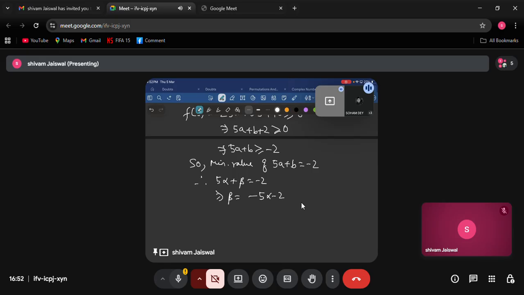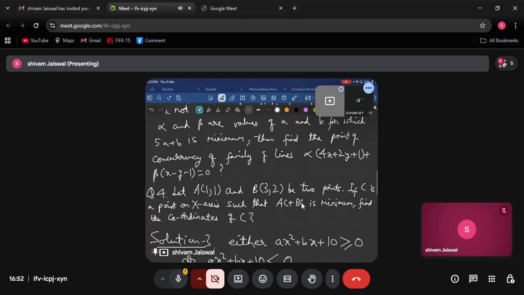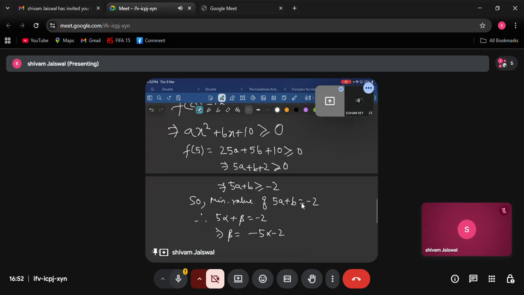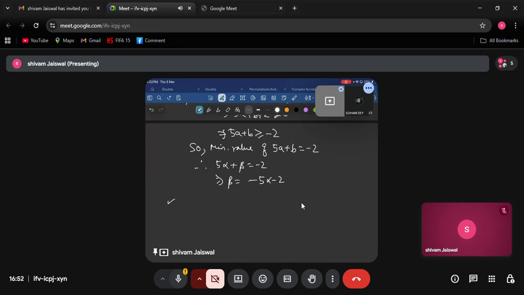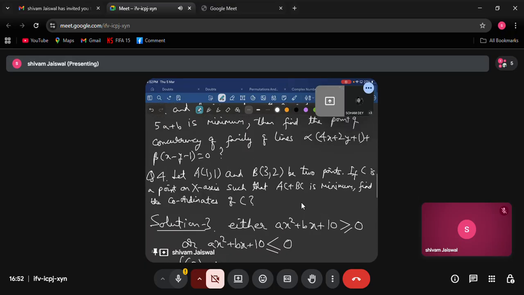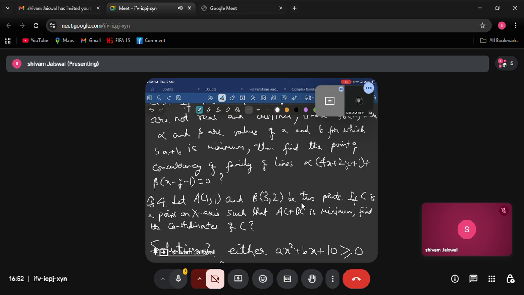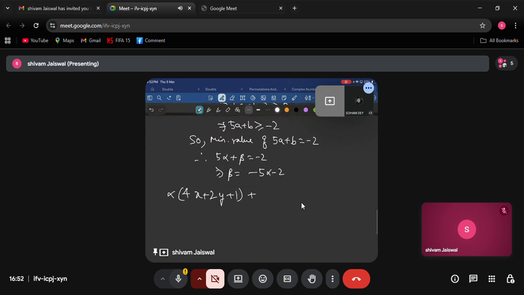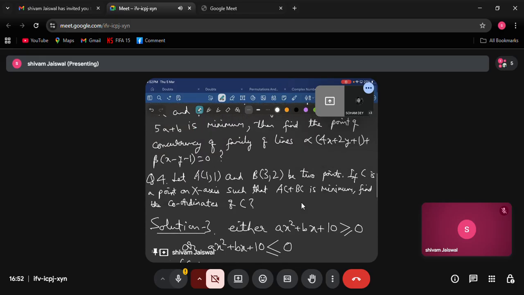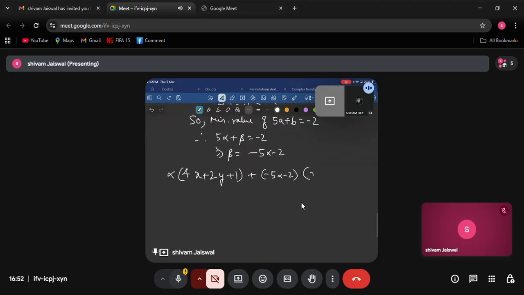We can substitute in the family of lines. What is the family of lines? Alpha into (4x plus 2y plus 1) plus (minus 5 alpha minus 2) beta into (x minus y minus 1) equal to 0. We need to convert it into the form of L1 plus lambda L2.